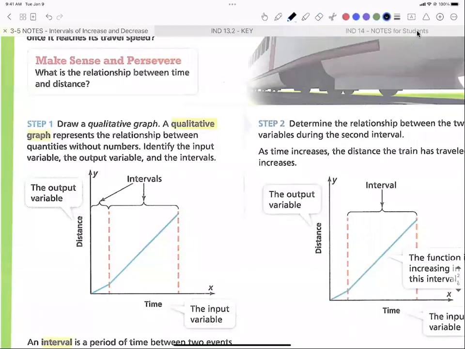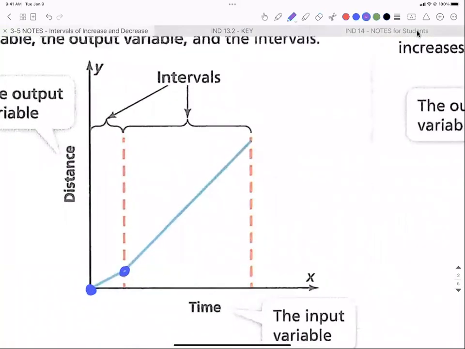What we can say about this graph is that this train started here, right? Because we know that's our start point. And after some amount of time, they went a distance. We don't really know how far. And then there was a change. How do we know there was a change? What changes between that first section and that second?